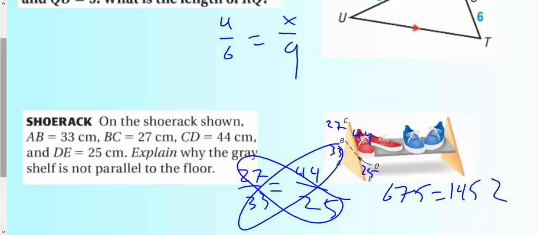Well, those aren't even close. Those would have to be equal. They'd have to be proportional. So, there you go. AB is 33, BC is 27. Gosh, that just looks really bad. The 44, that just kind of looks weird to me. But yeah, those two aren't equal. Therefore, they're not parallel.